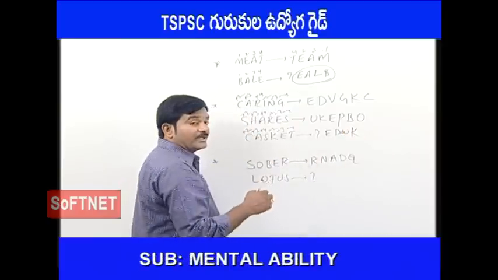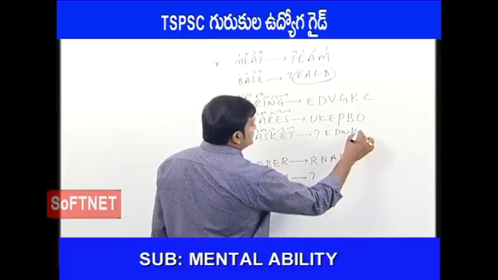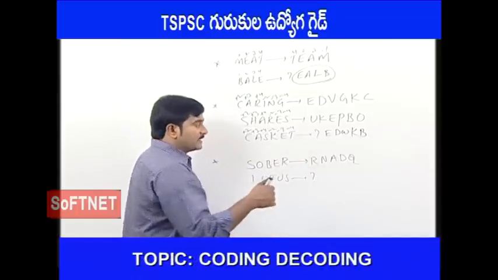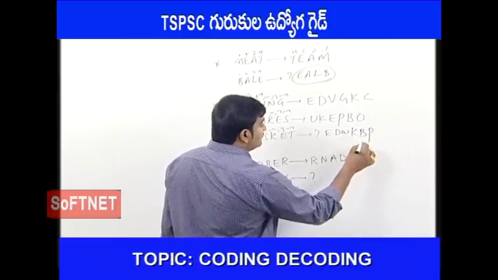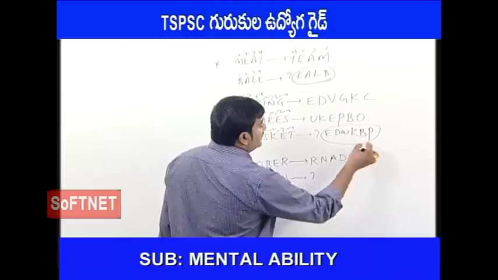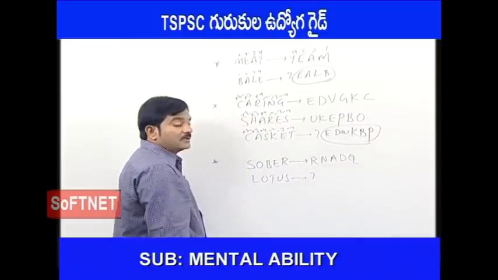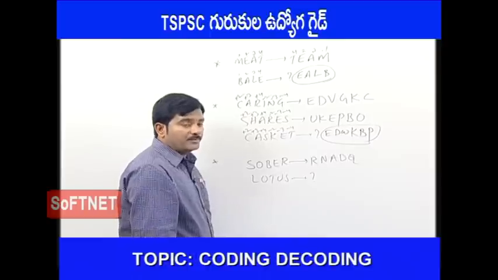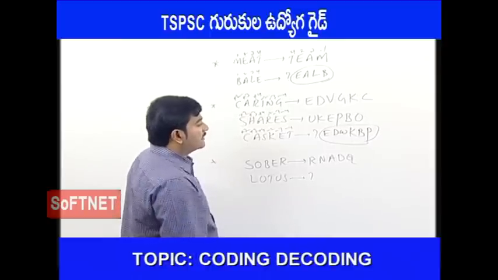E means 5, 5 - 3 means 2, 2nd letter is B. T means 20, 20 - 4 means 16, 16th one is P. Hence the answer for the required question is EDWKBP. Okay, so this is another kind of model.